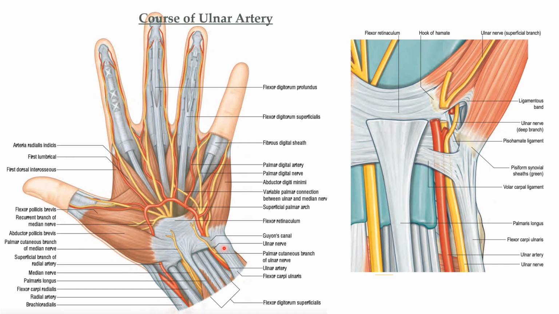has got laterally placed pisiform bone, and ulnar nerve is in lateral relation to the ulnar artery. This you can see here. This is volar carpal ligament. This is medially placed ulnar artery and laterally placed ulnar nerve, and this is pisiform bone. So this is Guyon's canal from which ulnar artery is traversing.